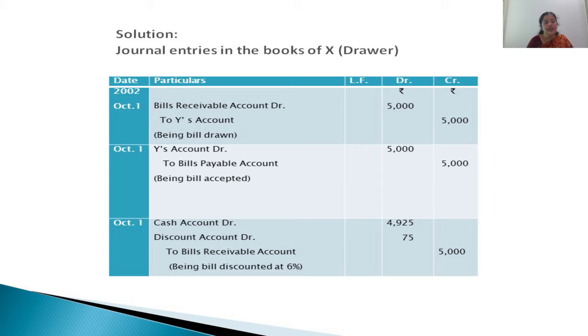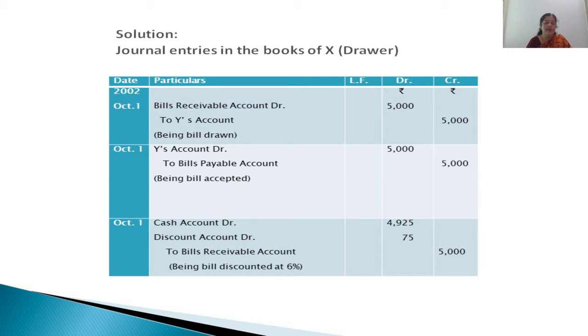Then the third journal entry on the same date is getting the bill discounted on which we have received acceptance from Y. So cash account debited, discount account debited to bills receivable account. So our bill which we had drawn on Y and we received acceptance, we are getting it discounted from our banker. So we have received 4,925, discount amount is 75 rupees to bills receivable is going out, that is to the hands of our banker.